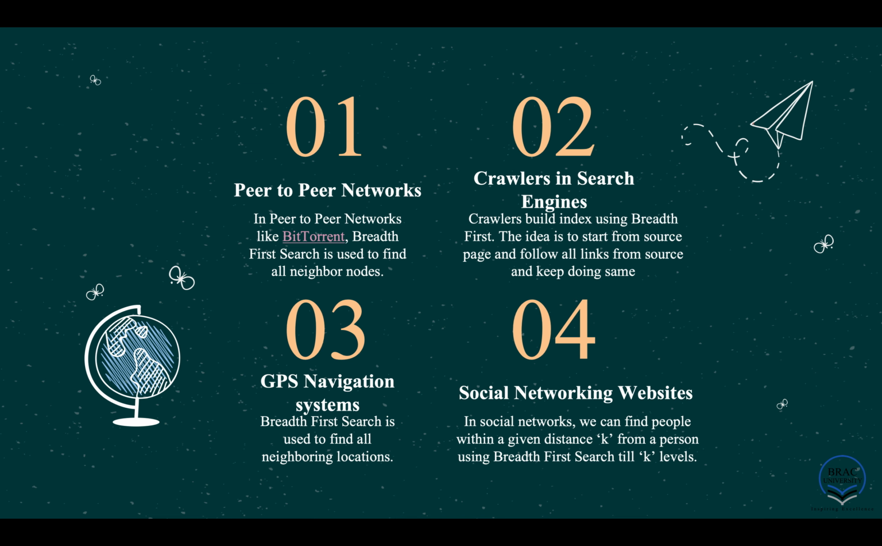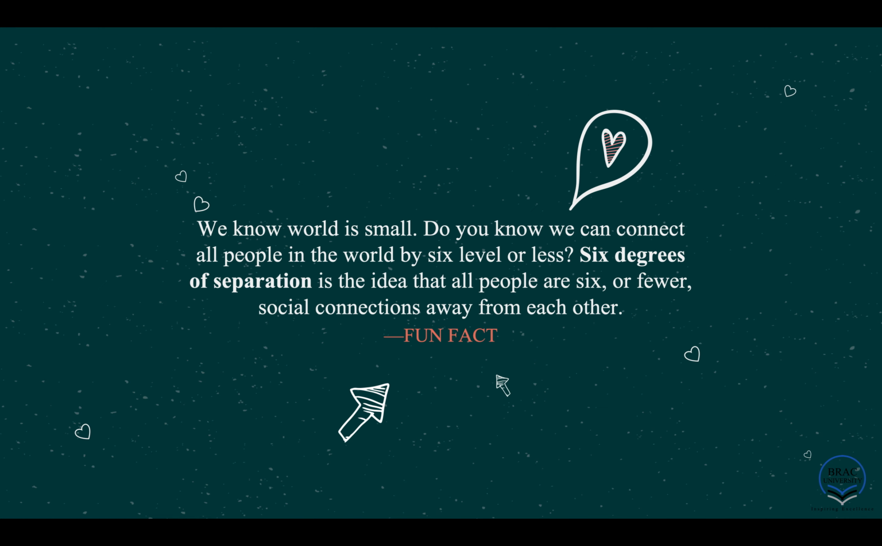Number 4 is social networking websites. In a social network, we can find people within a given distance k from a person using breadth-first search till k levels. On Facebook, you may see suggestions of people you may know. This kind of task can be done with BFS. We know the world is small. Do you know we can connect all people in the world by 6 levels or less? By level we mean only 6 hops of BFS. It is called 6 degrees of separation. 6 degrees of separation is the idea that all people are 6 or fewer social connections away from each other.